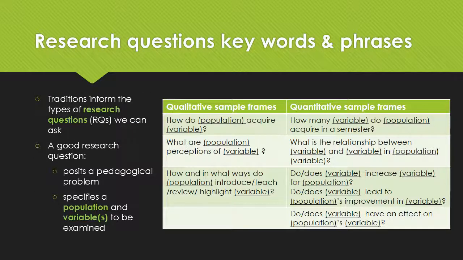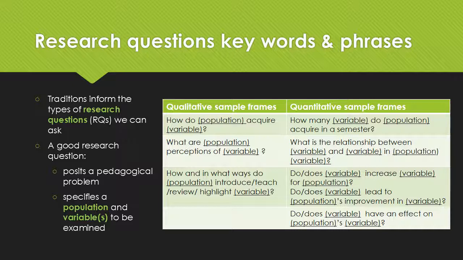We can thus translate these keywords and characteristics of the two research traditions into research questions. Remember, a good research question posits a pedagogical problem and specifies the population and variable or variables to be studied. Here we have some sample research question frames classified according to research tradition. Note these are samples and there are many other variations of research questions that you will likely come across as you delve into reading others' research studies.